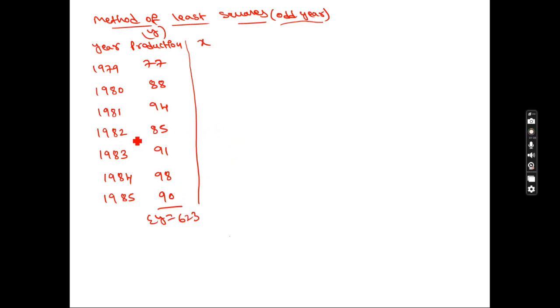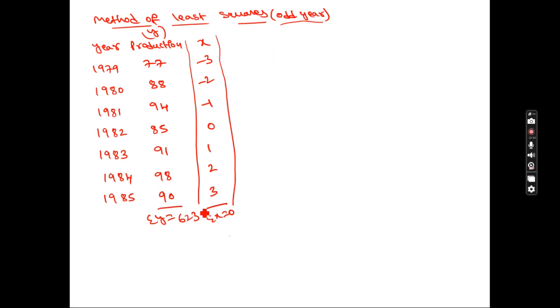The middle year is 1982. Here you put 0 and you write -1, -2, -3. Sir, why are you writing an increment of 1? Because every year has a 1 year gap, that is the reason we are writing 1. Here also you can write 1, 2, 3 and take the total of summation x also. Summation x becomes 0. So I think summation x is clear.